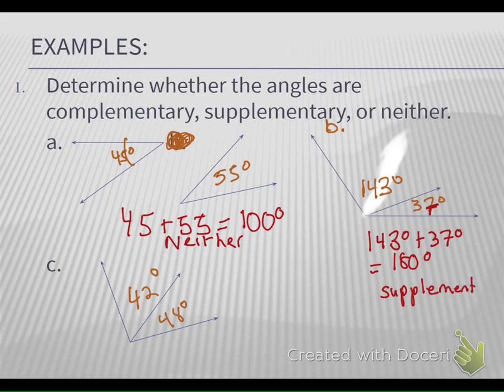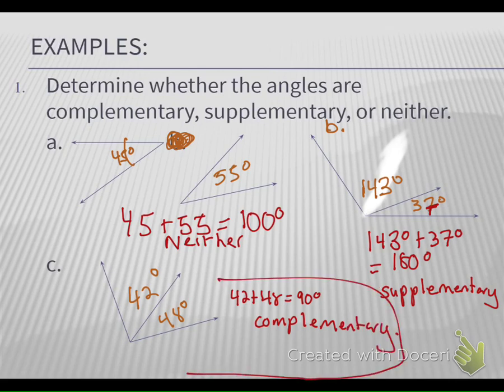Okay, and then our last one down here, you have 42 plus 48. When you add those together, you get 90. And then is that complementary, supplementary, or neither? Complementary. Okay. So you had a neither, you had a supplementary, and then you had a complementary.